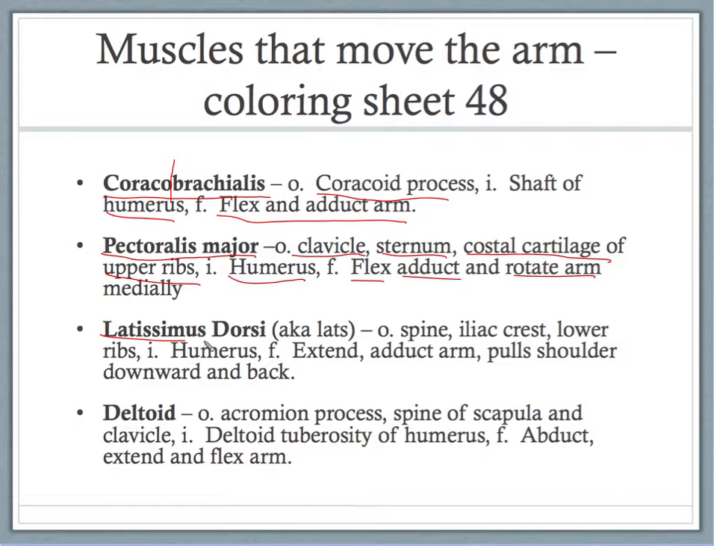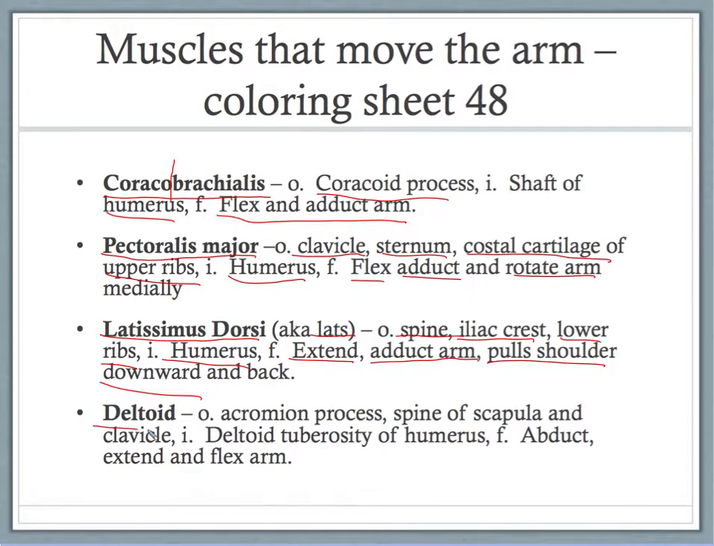Your latissimus dorsi, your lats. They originate at your spine, your iliac crest, and your lower ribs. So spine, iliac crest, lower ribs, all lower portions of your back region. They insert along the humerus. Their function is to extend, which is to pull backwards, adduct, pull towards the midline, and pull the shoulder downward and backwards. So everything going backwards with your lats.